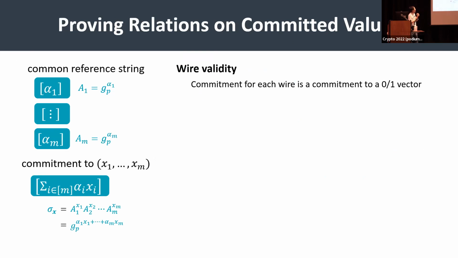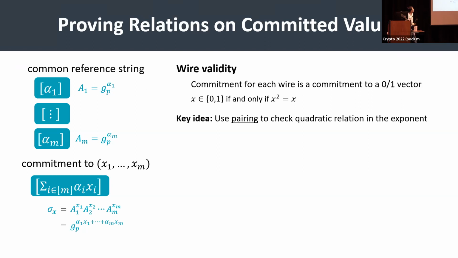So here I'm going to describe how we validate that every single wire is a 0-1 value. That is actually a commitment to a Boolean labeling of every circuit in the instance across all of the instances. So we can encode this labeling function as a quadratic predicate, namely an input x is a binary value if x squared is equal to x. The key idea here is we're going to now use a pairing to check this quadratic relation in the exponent.